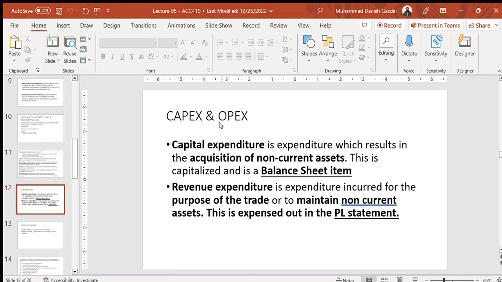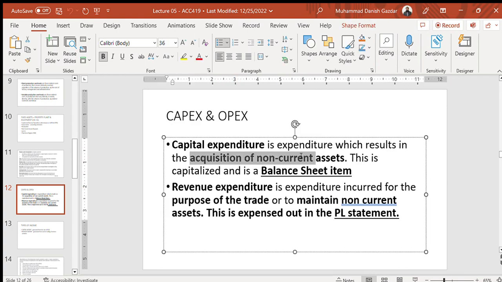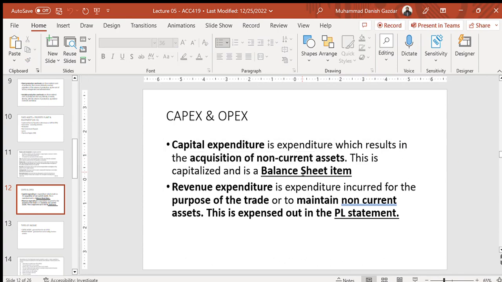Capital expenditure is basically an expenditure which results in the acquisition of non current assets, and this expenditure appears in the balance sheet. The balance sheet, as you have already learned, is assets equal to capital plus liabilities. So all the assets are mentioned in the balance sheet. On the other hand, revenue expenditure is expenditure incurred for the purpose of trade or to maintain non-current assets. This is expensed out in the P&L statement. So the day-to-day expenses, what we call the routine expenses, are mentioned in the profit and loss statement.